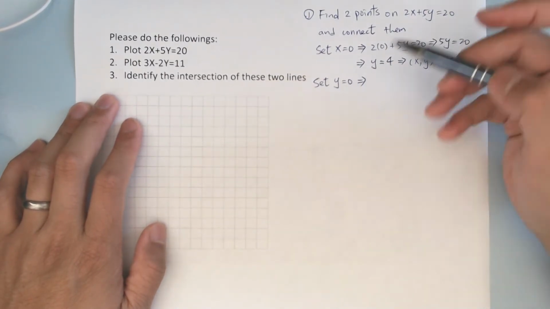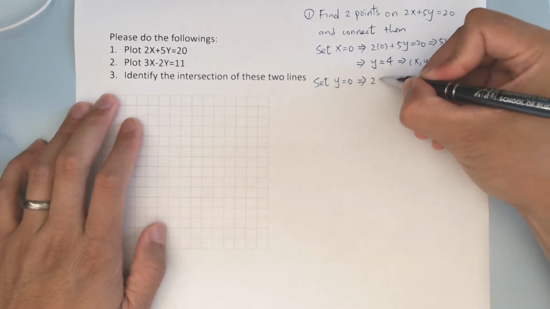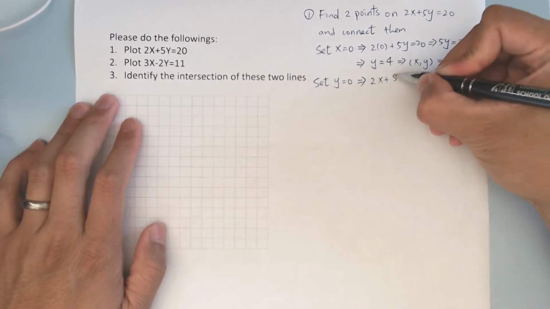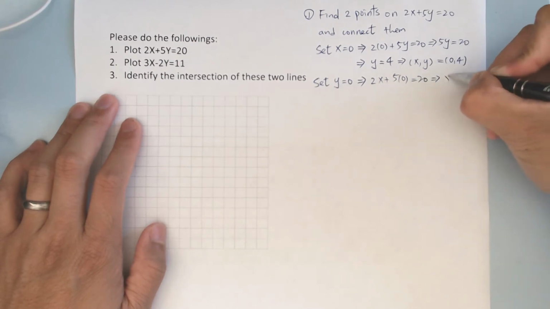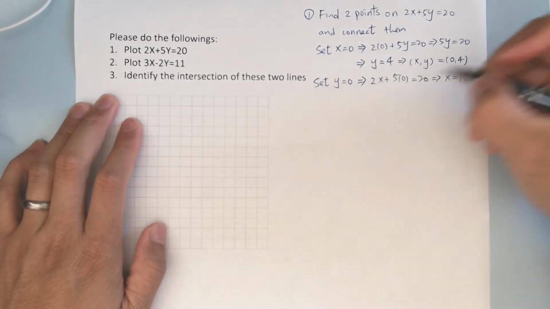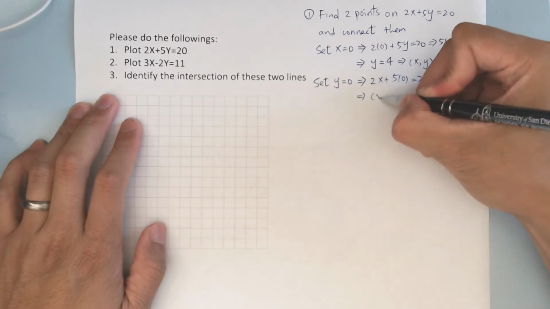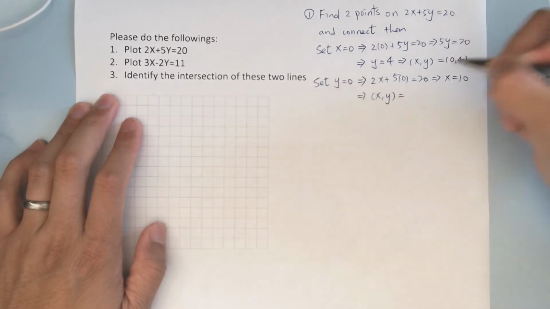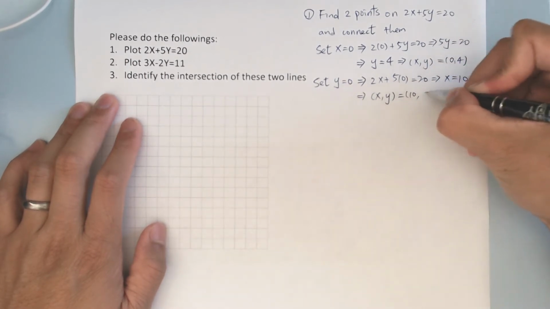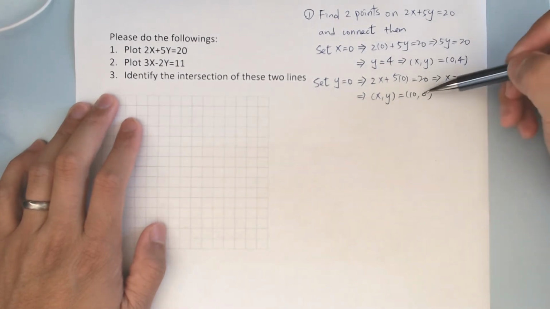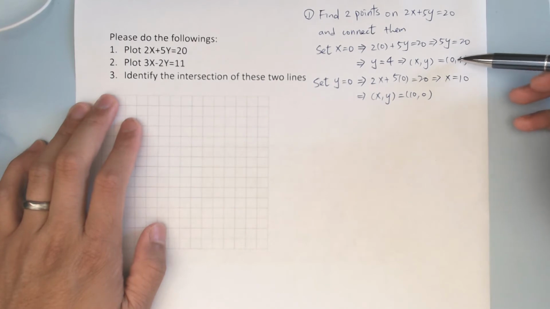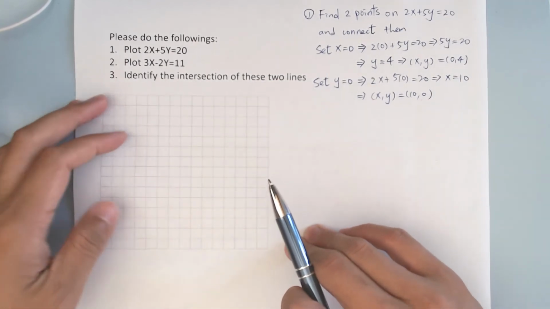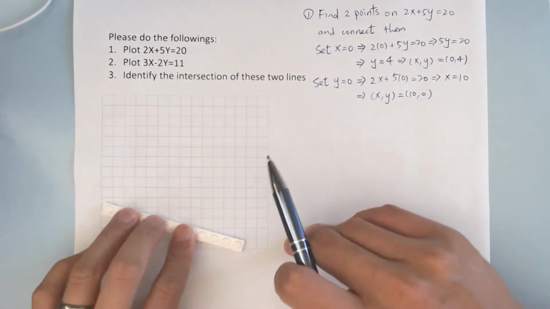Okay, so y equal to 0, so I plug it in. So that means 2x plus 5 times 0 equal to 20, which means x equal to 10. So I have identified another point, 10, 0, and this point is also on this line. So up to this point, I have identified these 2 points on this line. Now I can plot them and connect them.